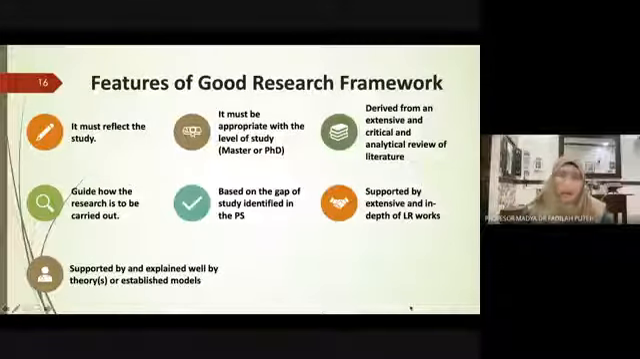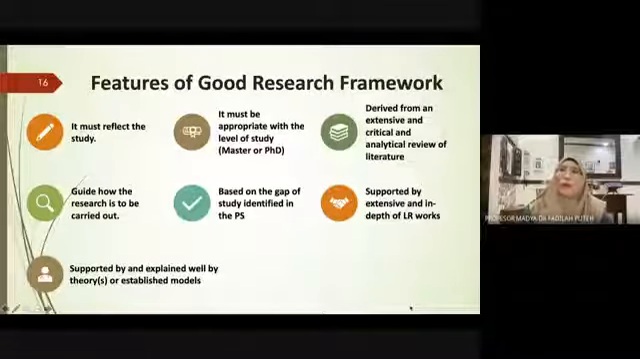I read a lot. That's why I understand if you claim that you get lost in your reading. But what saved me is the metadata that I explained to you just now. And the last feature of a good research framework is that it should be supported by and explained well by theory or established models.